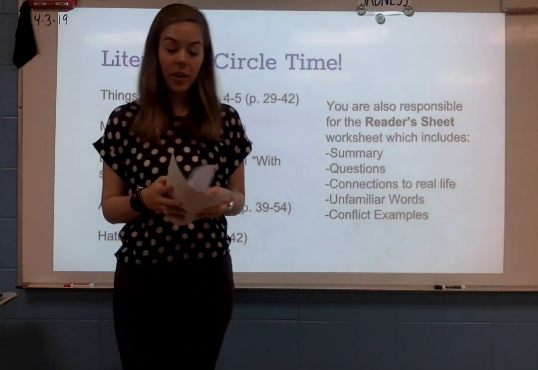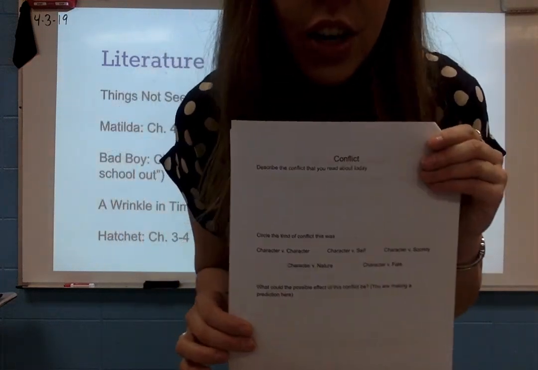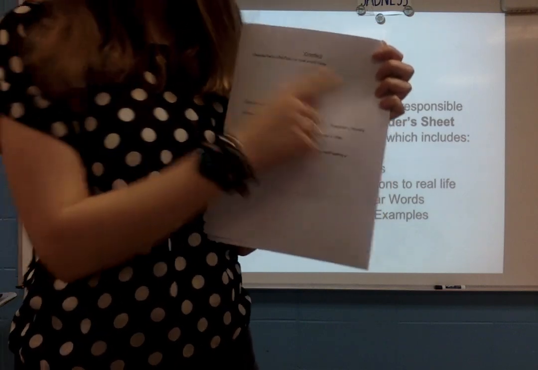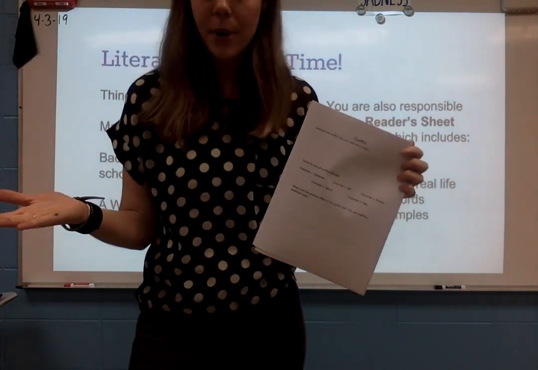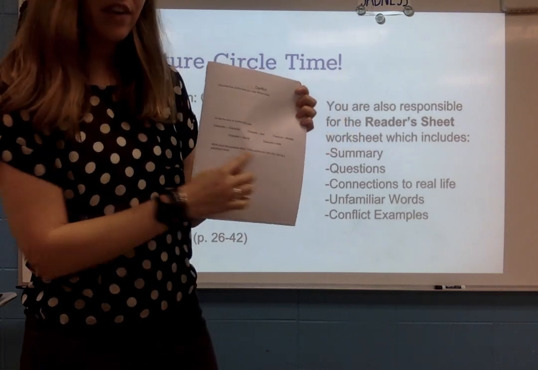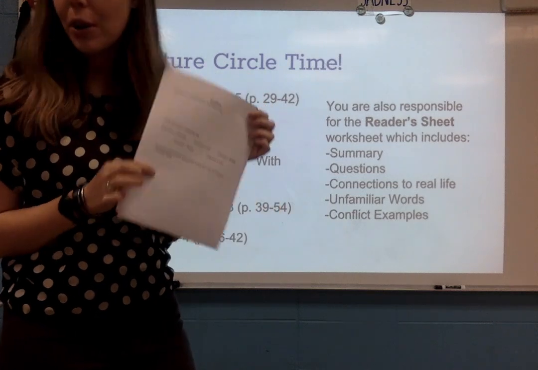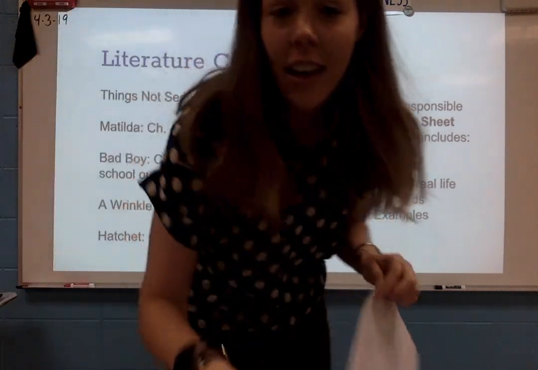As you're working today and reading, on the back of your literature sheet is conflict. So first of all, you need to just describe a conflict. There probably are multiple conflicts happening already in your story. I just want to hear about one. You're going to circle the kind of conflict it is, and then predict a possible outcome to it. I know you're just guessing. That's okay. That's sheet number 3.